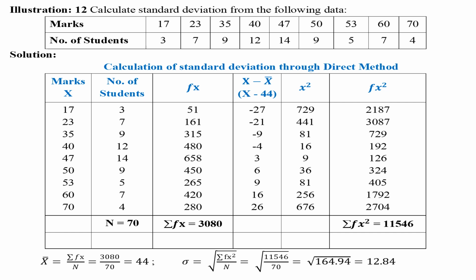First two columns contain variables and frequency, as given in the illustration. In the third column, f into x is calculated. In the fourth column, deviations of variables from the arithmetic mean are considered. In the fifth column, x square is calculated. In the last column, f into x square is calculated. Then the sum values should be applied in the formula and standard deviation is calculated.